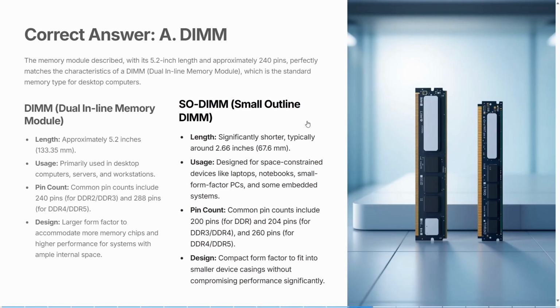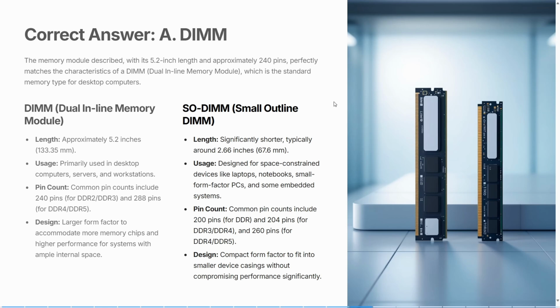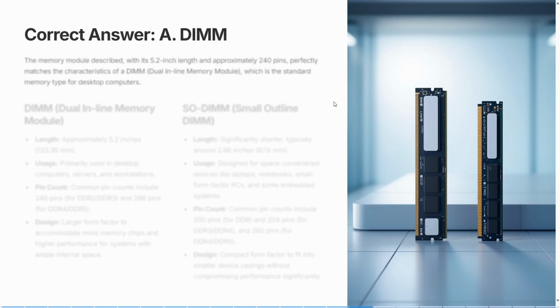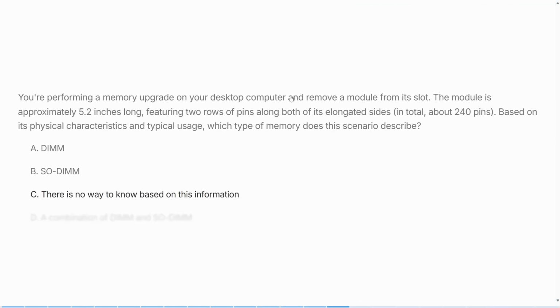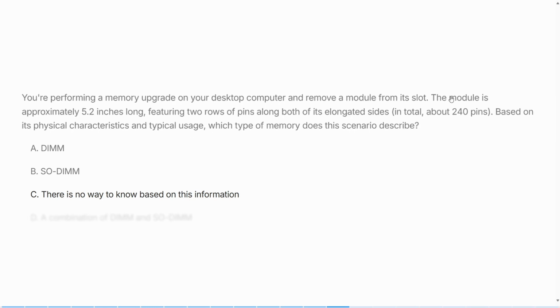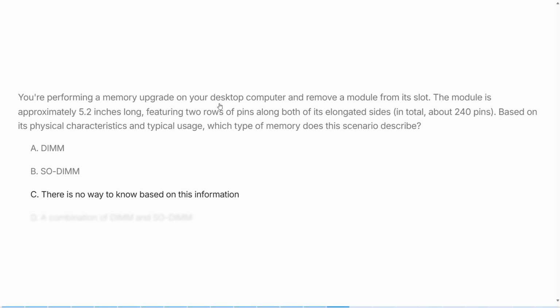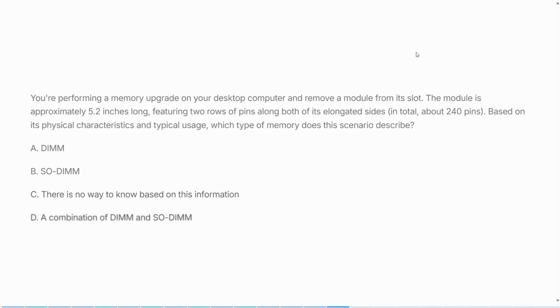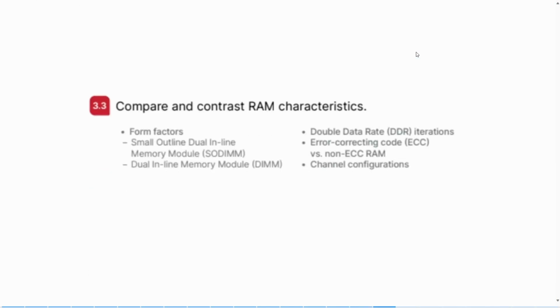But really, that's it. You need to know DIMM is larger and is in desktops, and SODIMM is smaller and is in laptops. That information alone would have been enough to answer this question, because it says a memory upgrade on your desktop computer. So you can see how if you read the question carefully, you don't really necessarily need to worry about all the other stuff, and you can kind of fly through questions that are trying to throw you off with all those numbers. Okay. With that being said, that comes from Exam Objective 3.3, Compare and Contrast RAM Characteristics. So you need to know about all of that.